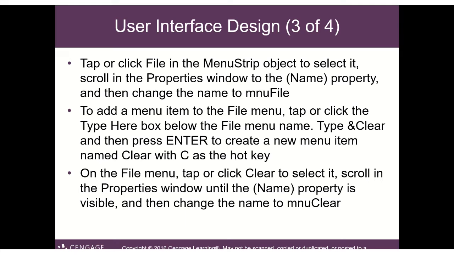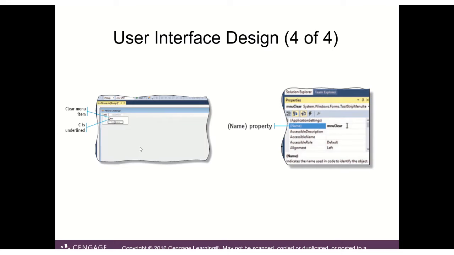Now in order to add a menu item to the file menu, you need to tap or click the type here box below the file menu name. Then you type as usual &Clear, the ampersand sign, clear, and then press enter. And also you can do the same thing for the close window, close menu. So it will look like this. If you look at the screenshot, these are the two screenshots, and you can see this is the name of the menu, clear, and you can see the UI, the user interface part of that.